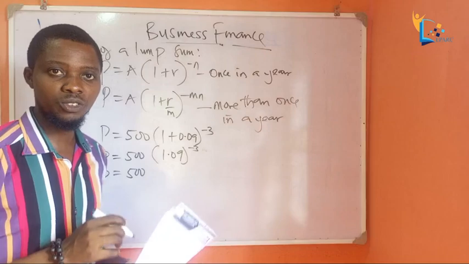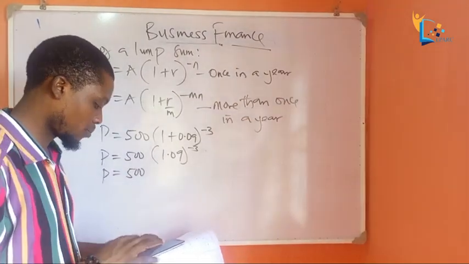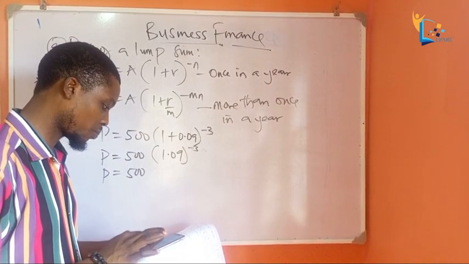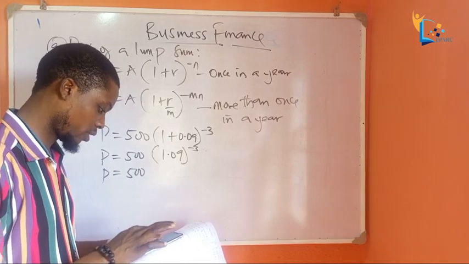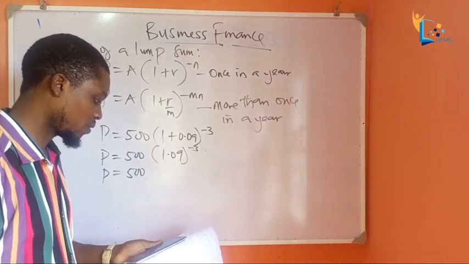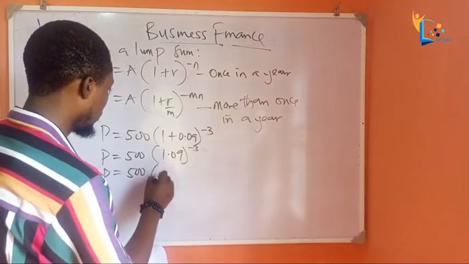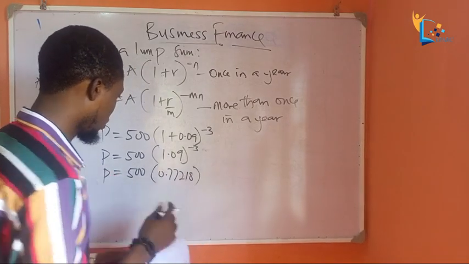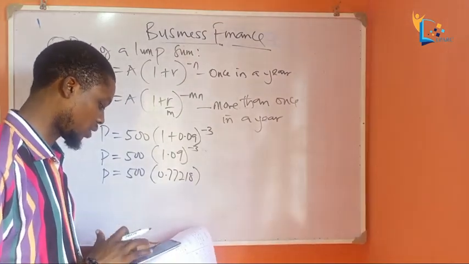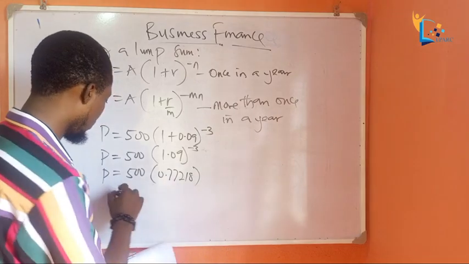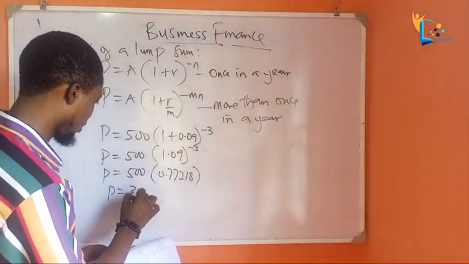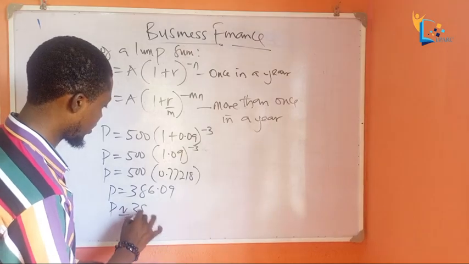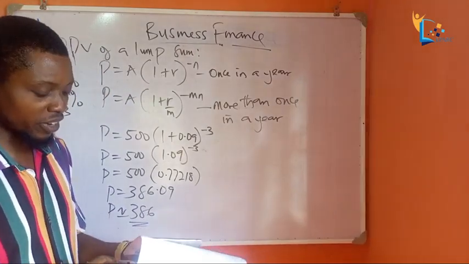I'll need to get my calculator now. So 500, then 1.09 raised to the power of minus 3, which is 0.77218. Let's multiply it by 500. We have P equal to 386.09, which is approximately 386. So this is our present value.